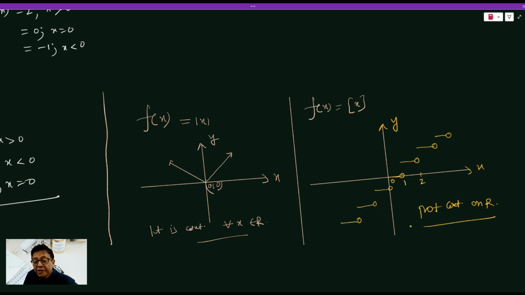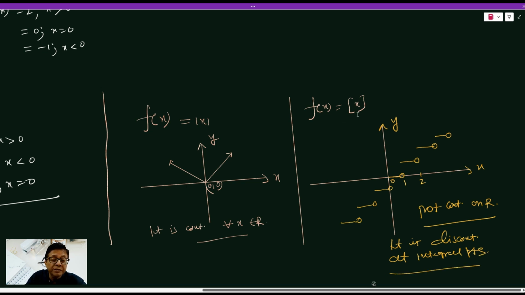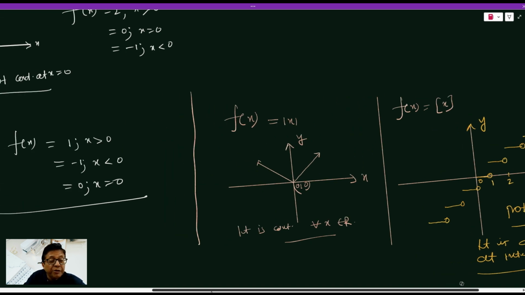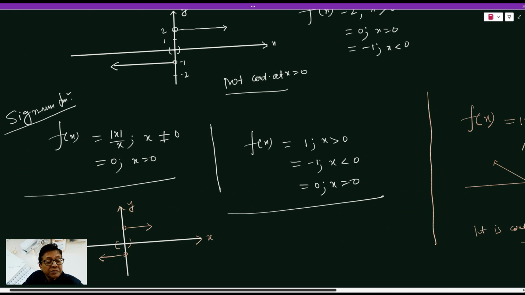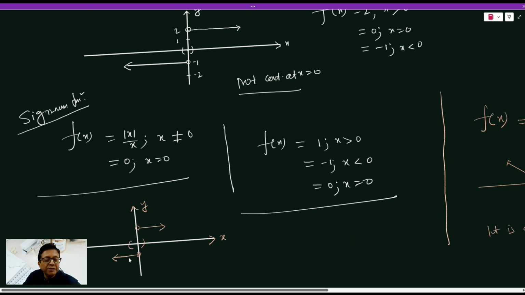Okay? It is discontinuous at integral points. So I hope with these basic functions, you have understood what is continuity of a function. If you are able to plot the graph of function without lifting your pen or pencil, then the function is continuous. If you cannot do like this, it is not continuous over there.